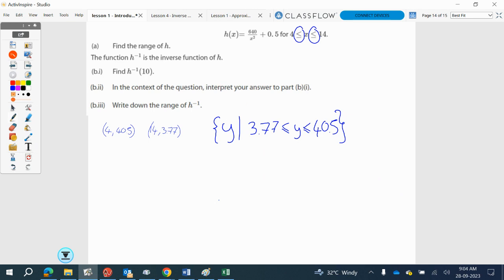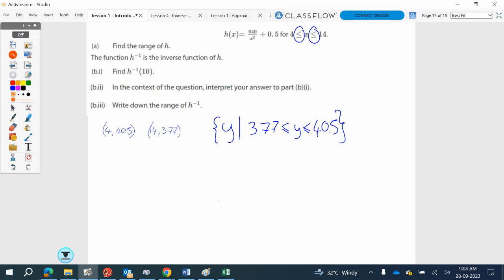Okay, the function has an inverse, and we need to find what is the value of the inverse when x equals 10. What is the relationship between the function and its inverse? What is the range of the inverse function? What is the domain of the inverse function?